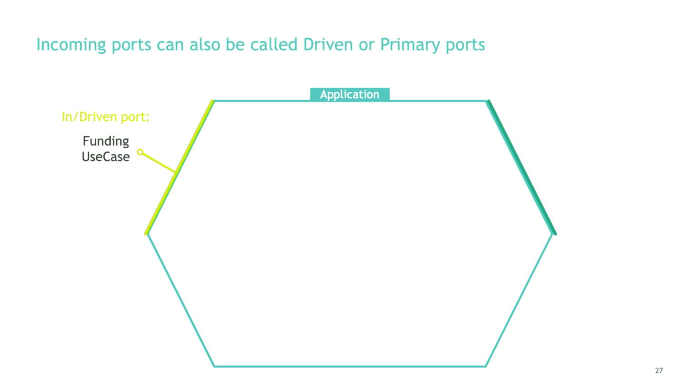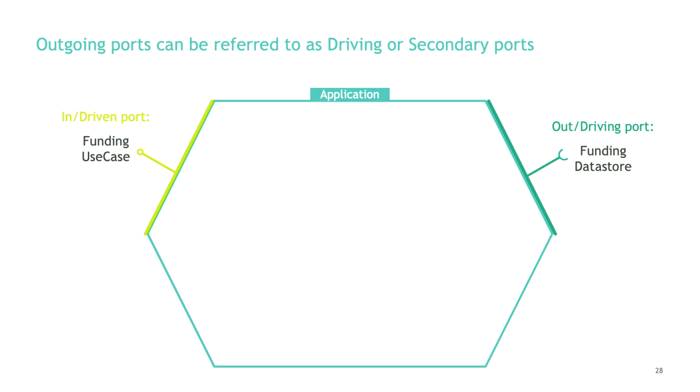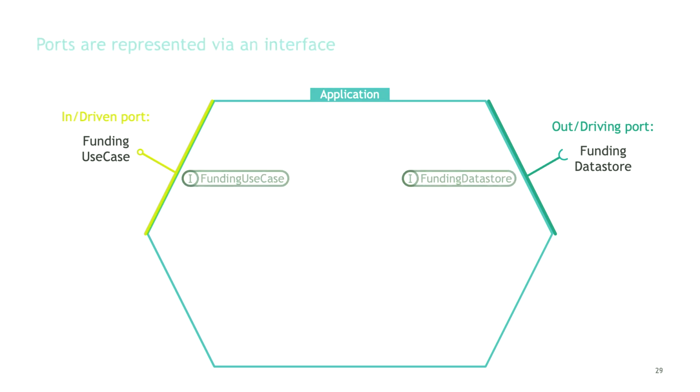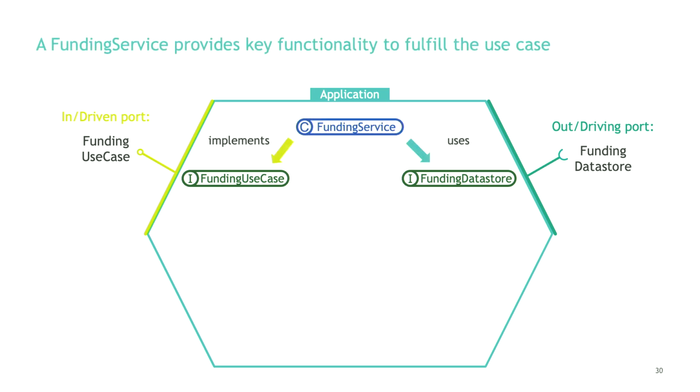And there is different terminology for what you can call these. So you can also call these driven or primary ports, and you can call the outgoing ports also driving or secondary ports. And yeah, as we can see, incoming, we have our funding use case, and outgoing, we have our funding data store that provides persistence. Then we learned already that ports are represented via an interface. And then, of course, we need some kind of business logic. So we have our funding service that wires everything together and provides information.